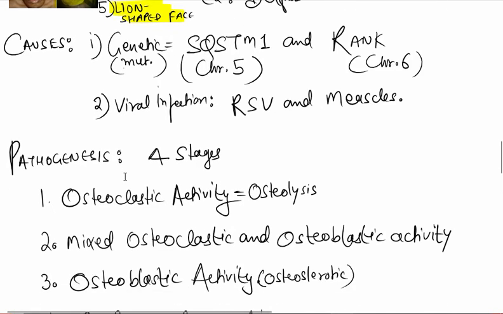Genetic causes are due to mutation of the SQSTM1 gene and RANK gene. The SQSTM1 gene is located on chromosome 5 and RANK on chromosome number 6. Viral infection of osteoclasts may also trigger Paget disease, that is RSV and measles virus.